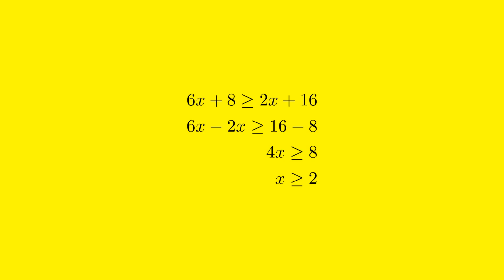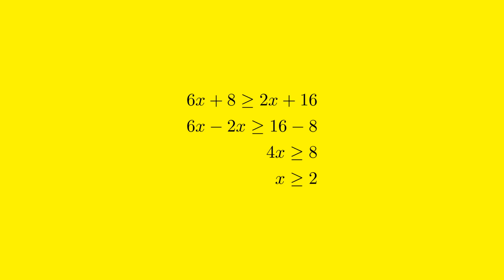Let's start with the equation. 6x plus 8 is greater than or equal to 2x plus 16. First, to simplify things, we'll eliminate the 2x from the right side of the equation. We'll subtract 2x from both sides. Once we do this, the equation transforms into 4x plus 8 is greater than or equal to 16.